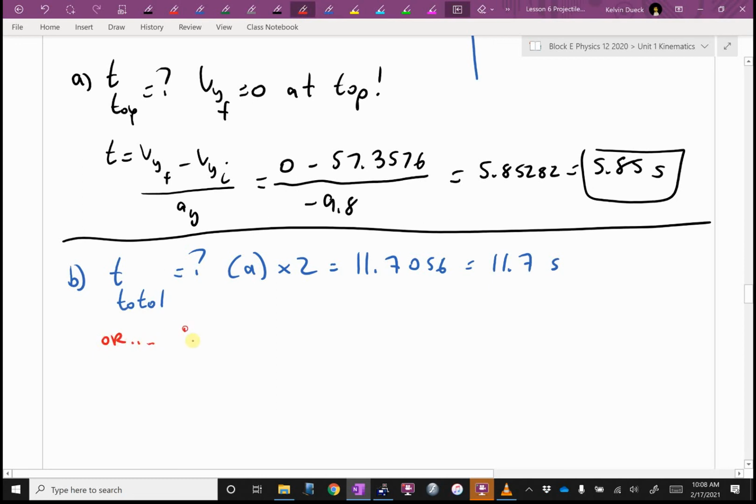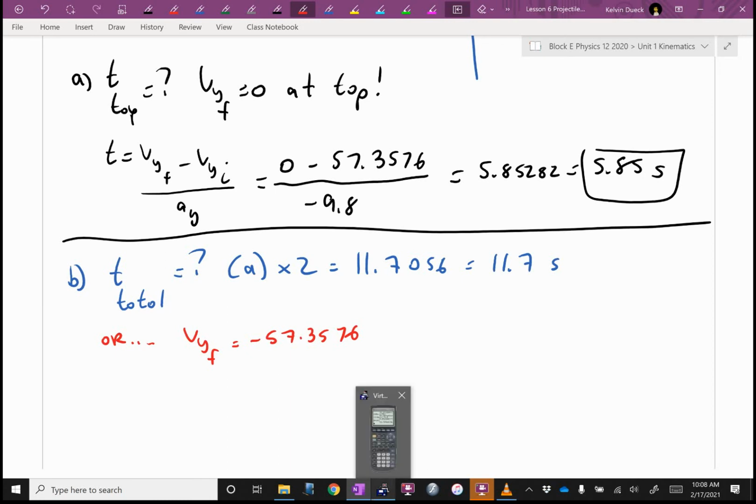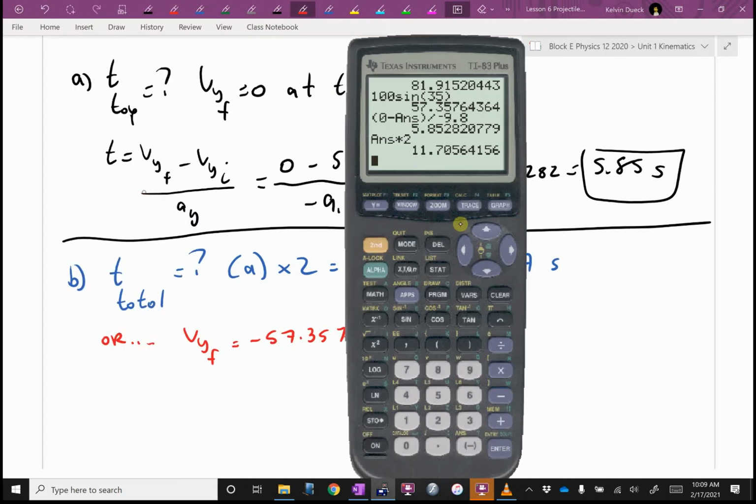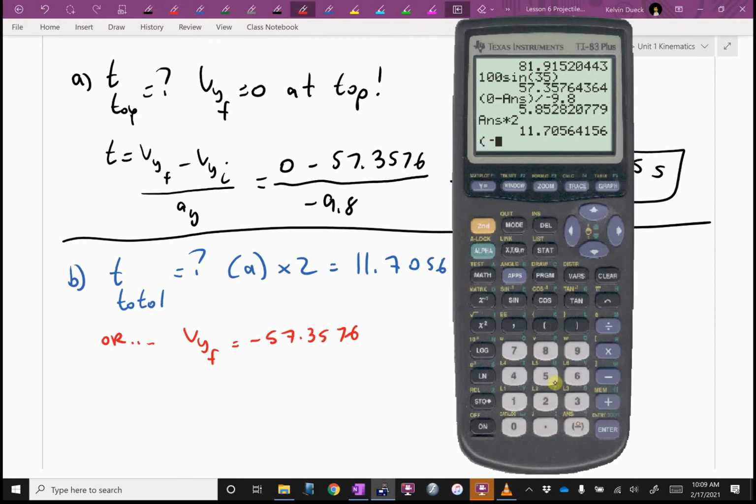Or I could let VY final be negative 57.3576, because in the vertical direction, what goes up must come down. So if it left the ground at positive 57.3576, it's going to hit the ground at negative 57.3576. And if I now go VF minus VI over A like I did before, if I go negative 57.3576, you know what? Better yet, let's go like this.